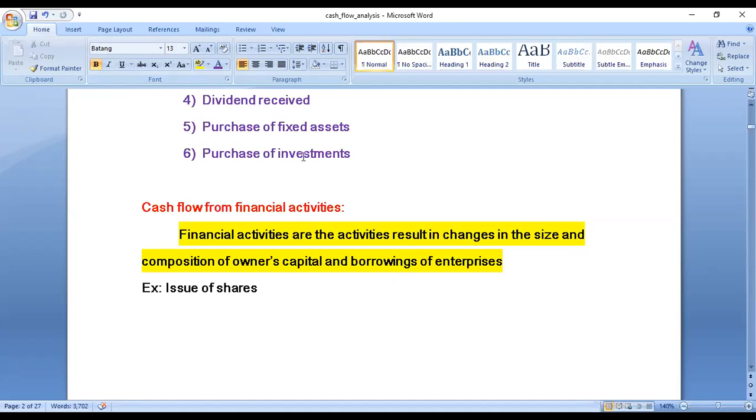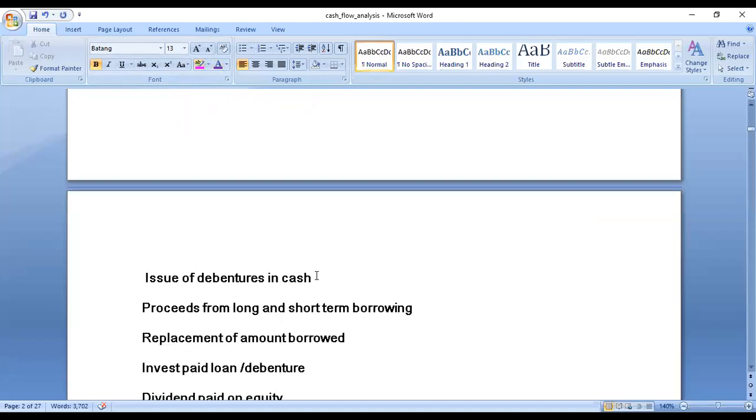Which are the financial activities we consider as financial activities while preparing the cash flow statement? The first one is issue of shares. When shares are issued, cash is generated. Then issue of debentures for cash.